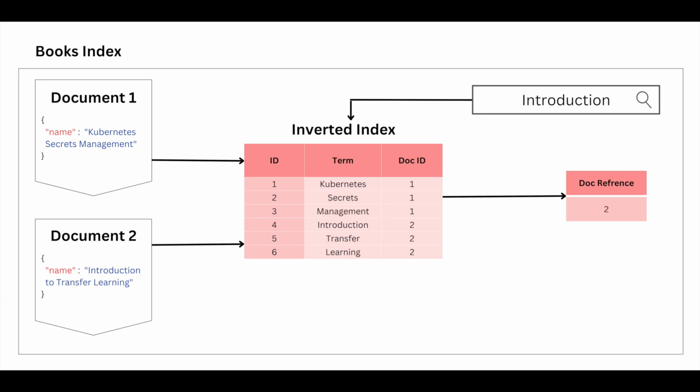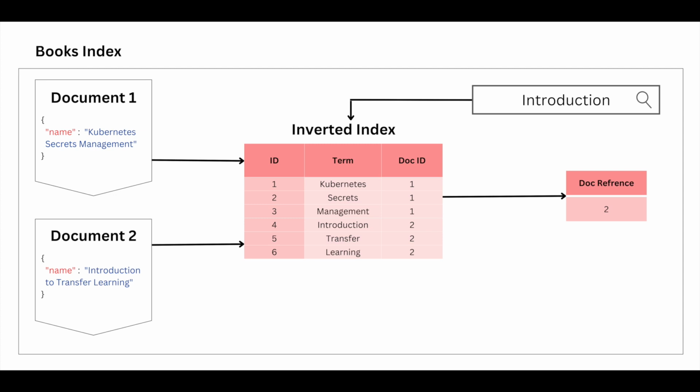And an index is a collection of documents that have similar characteristics. You can think of the index as a database. Any documents in an index are typically logically related. As you can see, we have a books index in this image, and all documents are related to books.